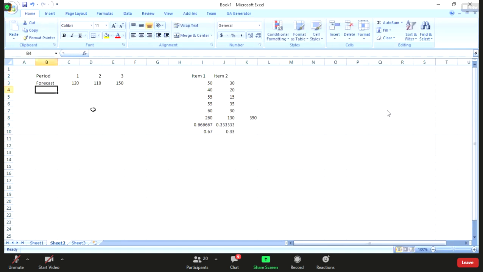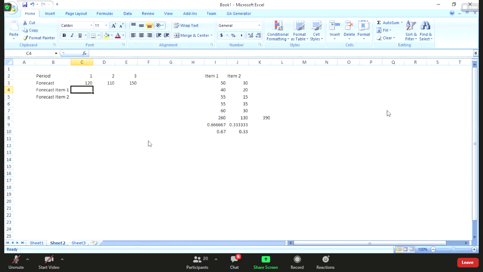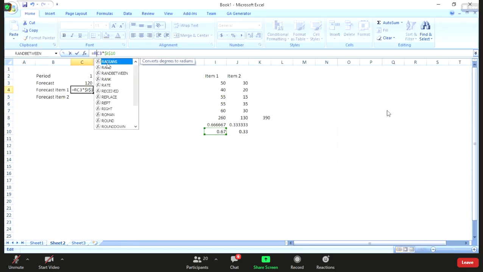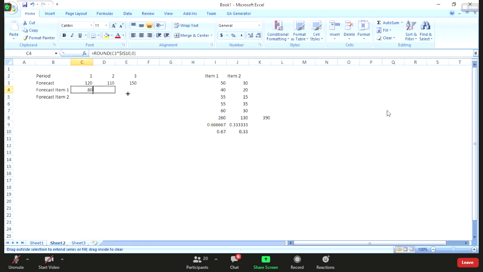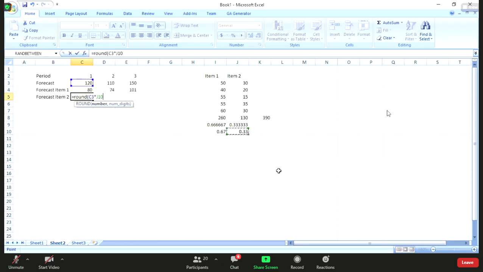So here we can forecast for item 1 and forecast for item 2 using the percentage. It will equal this one times the percentage of item 1. We lock it, and then we copy, or we can use ROUND, and the number of digits is 0, so we get an integer value. Then we do the same for item 2: round total forecast times the percentage of item 2.